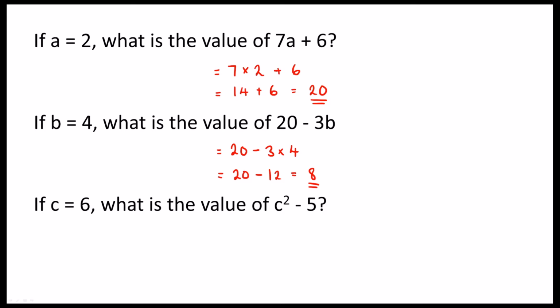In my third example, it says if c equals 6, what is the value of c squared minus 5? C squared would mean 6 squared in this particular case, and then I need to subtract 5 away. And again, using my order of operations, I know that 6 squared is 36, and if I subtract 5 from that, I get a final answer of 31.